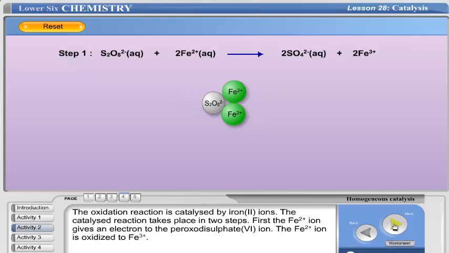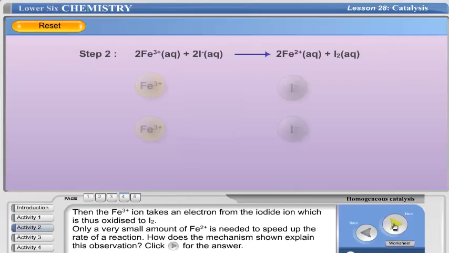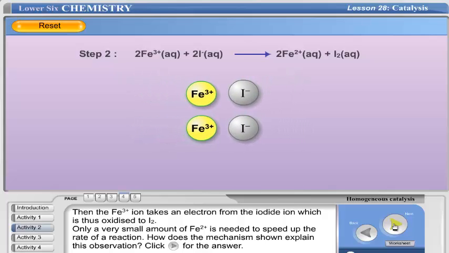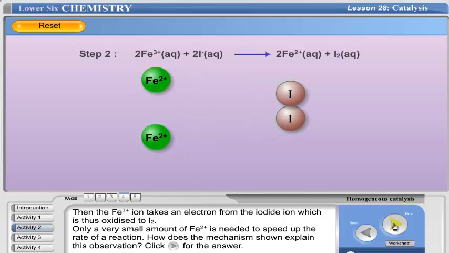The oxidation reaction is catalyzed by iron(II) ions. The catalyzed reaction takes place in two steps. First, the Fe2+ ion gives an electron to the peroxodisulfate(VI) ion. The Fe2+ ion is oxidized to Fe3+. Then, the Fe3+ ion takes an electron from the iodide ion, which is thus oxidized to I2. Only a very small amount of Fe2+ is needed to speed up the rate of a reaction.